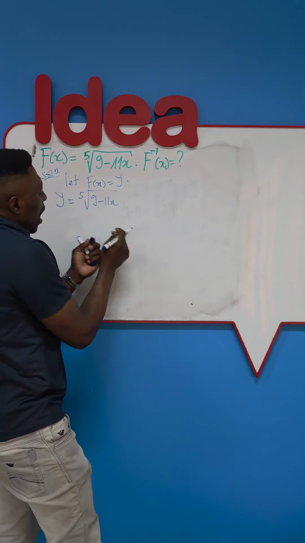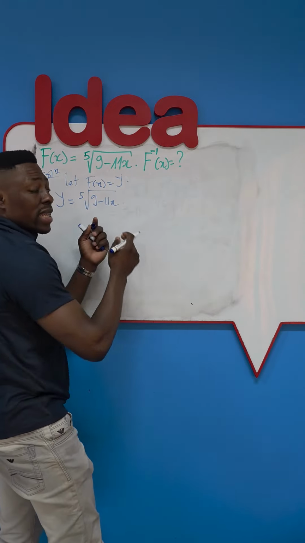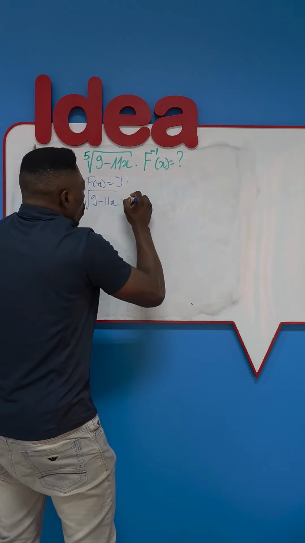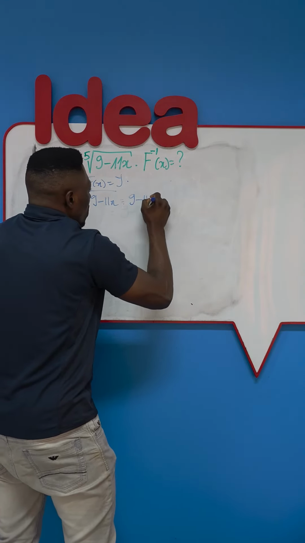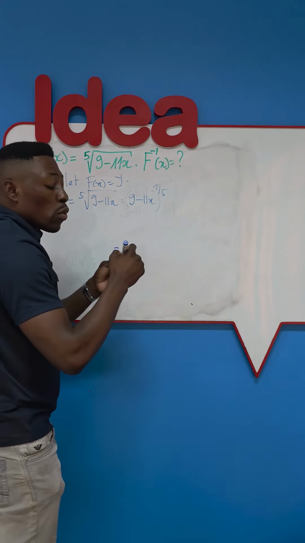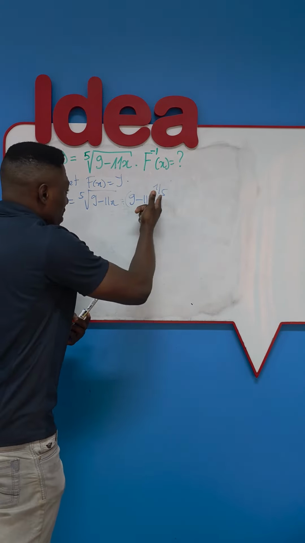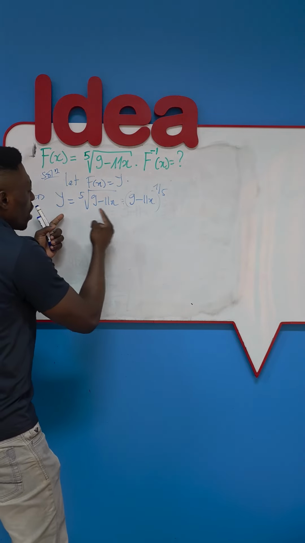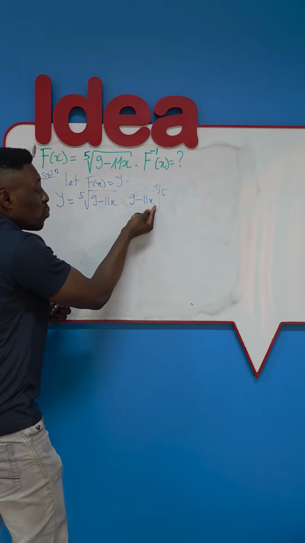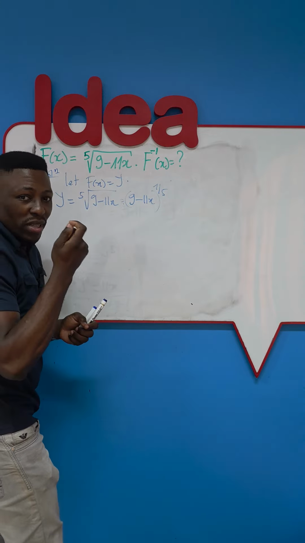At this point, dear friends, I want to rewrite this right-hand side in exponential form for us to better perceive what's happening. So (9 minus 11x) all to the power of 1/5. This is in accordance with one of the laws of indices. Now, we have y equals this raised to the power of 1/5. The target here, dear friends, is to make this x the subject of the formula.